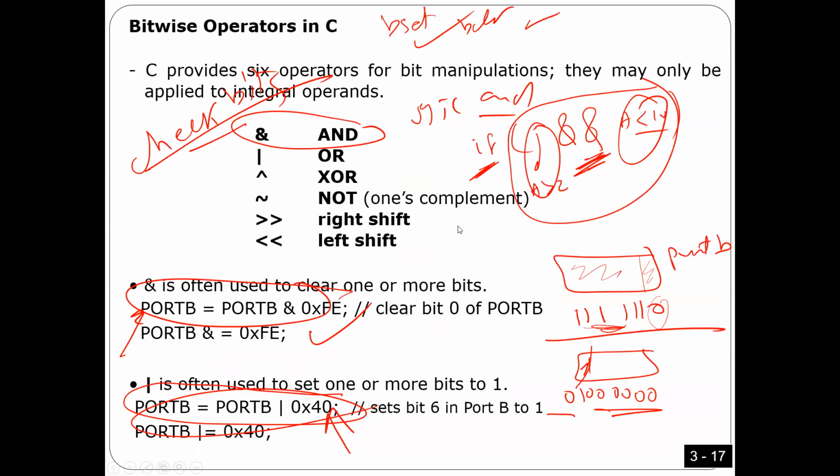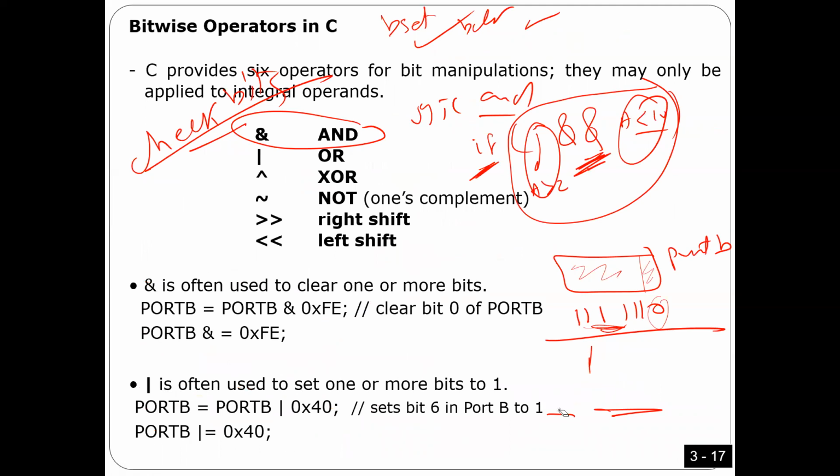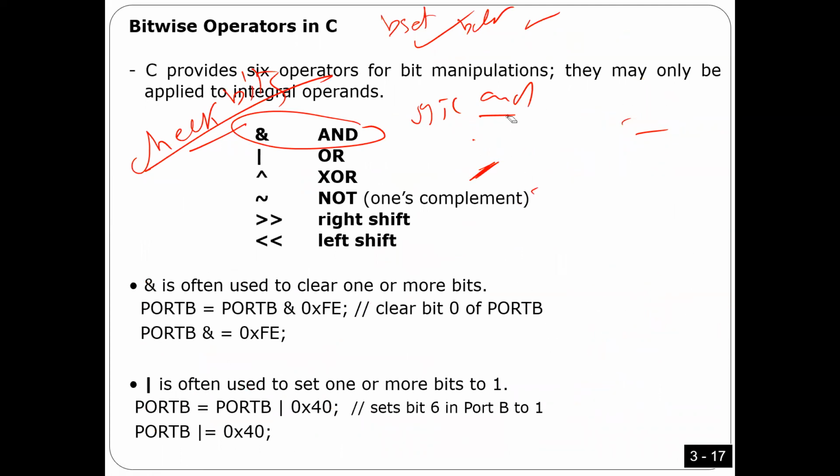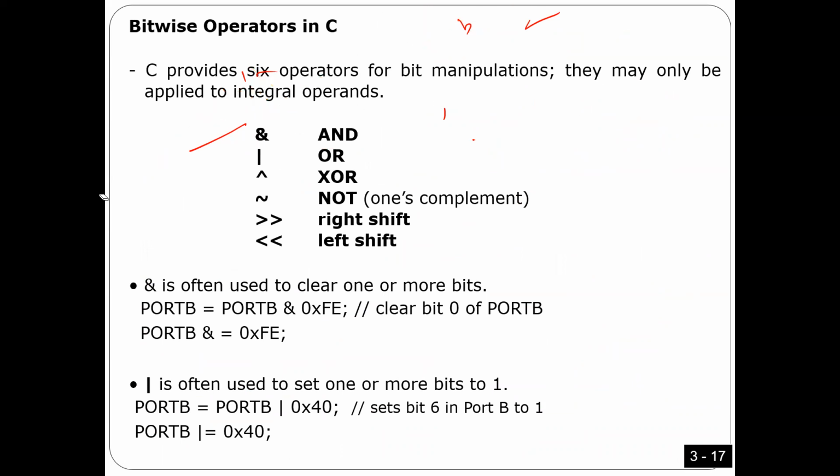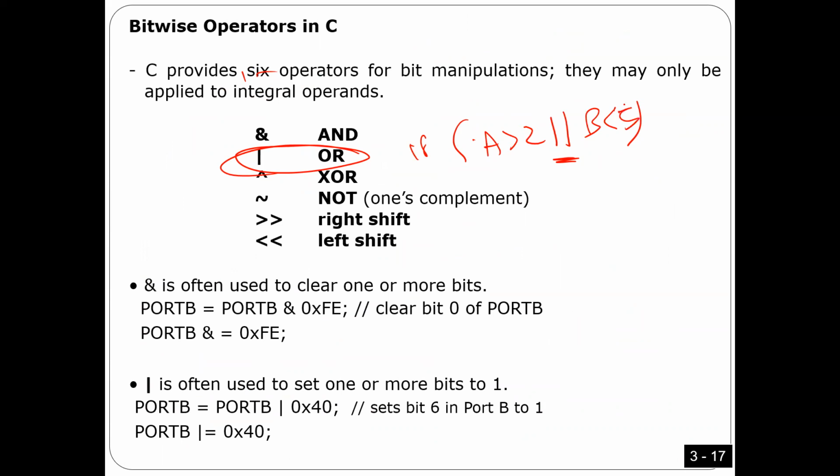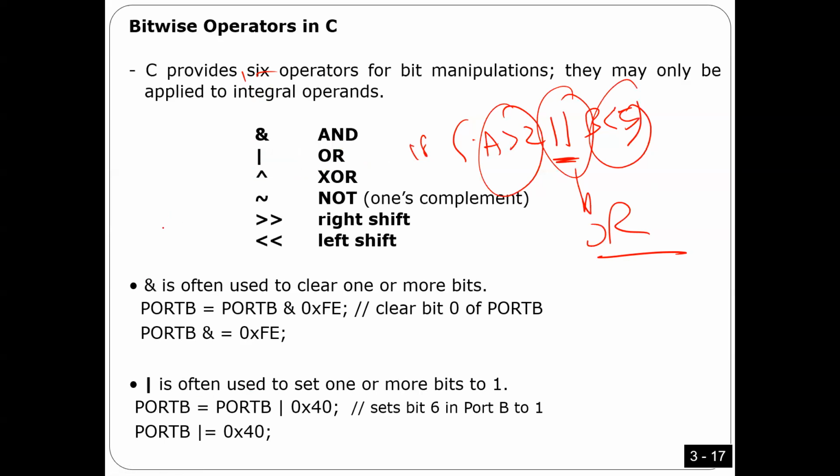Again, don't be confused between these: this one is completely different from this one, as I said before. This one is used in case you have a condition, for example, if A is greater than 2 or B less than 5. So this is a condition, and the relation here is OR. This is not a bit-by-bit operation. Same thing for XOR, which I explained in chapter 2. XOR is used if you want to flip some bits.